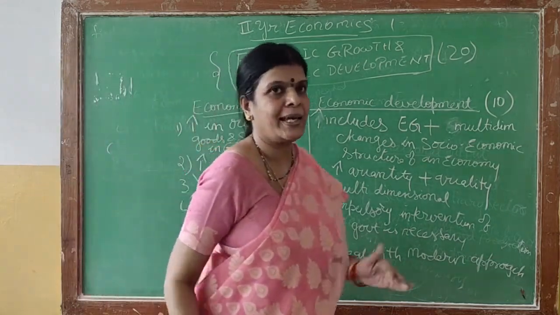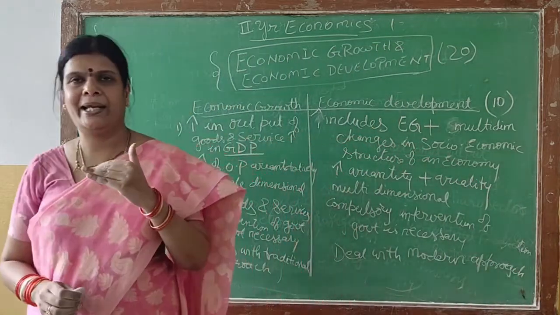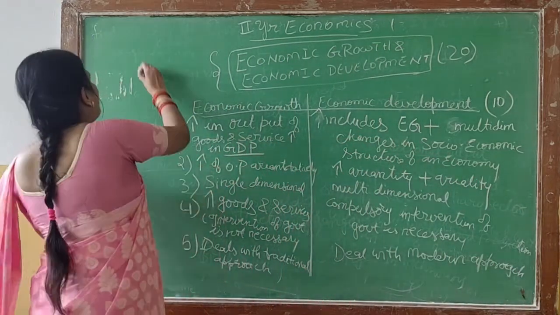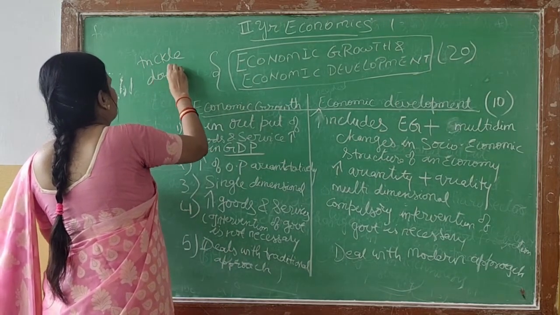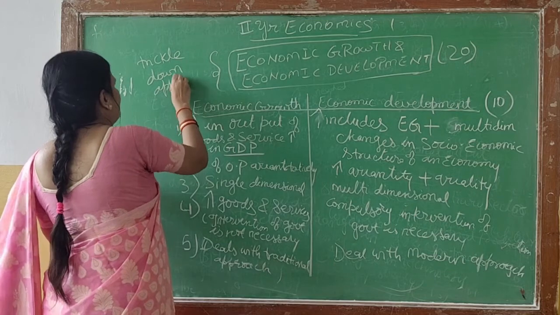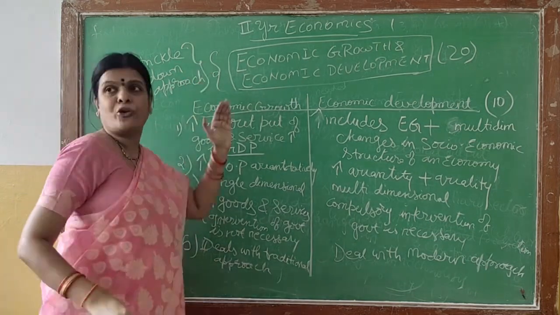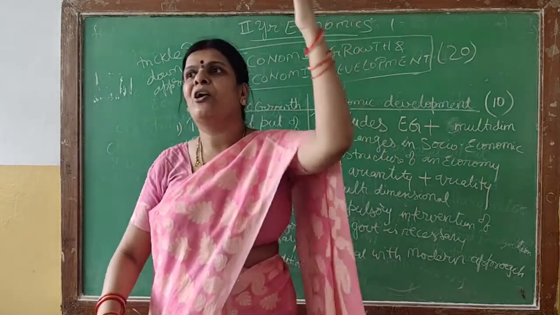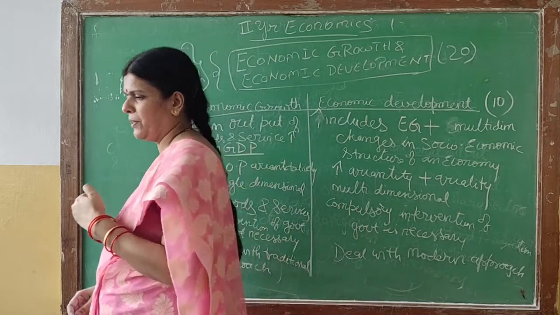So what does it say? Take care of growth. Poverty will be eliminated. This follows the trickle down approach. What does this trickle down approach mean? Flow of income, flow of wealth from rich people to poor people.